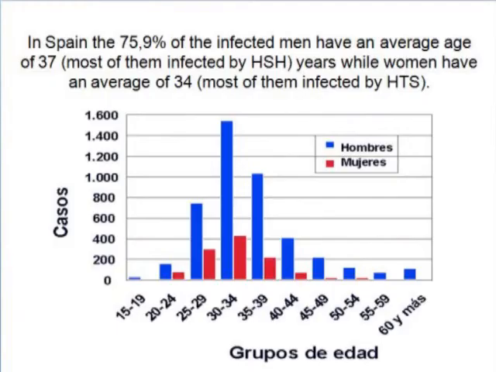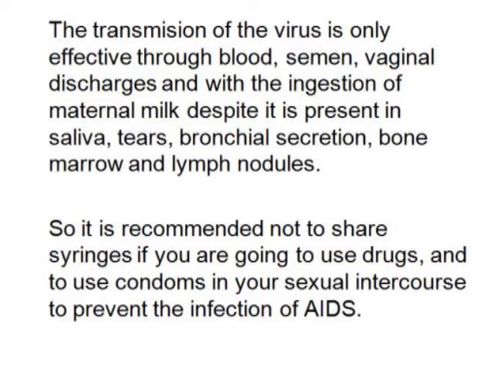In Spain, 75% of the infected men have an average age of 37 years. Most of them are infected by homosexual relations, while women have an average age of 34 years, and most of them are infected by heterosexual relations.